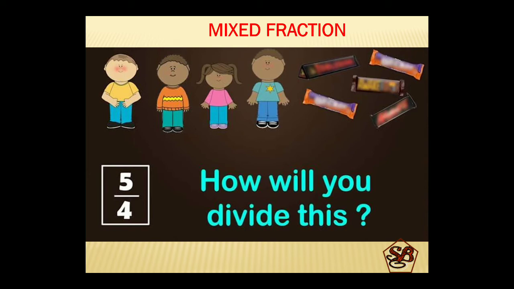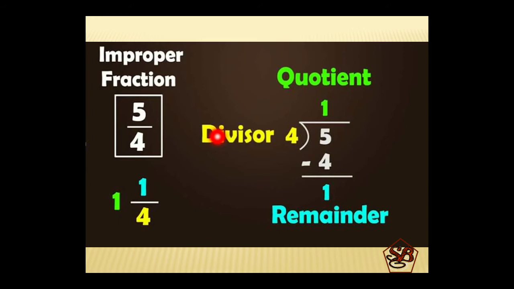How will we get a mixed fraction from an improper fraction? For this, we have to divide. Let's take this example. Here the improper fraction is 5 by 4. So what do we do? We divide the numerator by the denominator. 4 ones are 4, minus 1. Now the quotient is the whole part, that is 1. The remainder is the numerator and the denominator is the same. Denominator never changes. It remains the same.